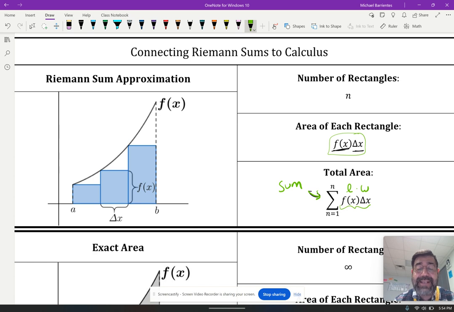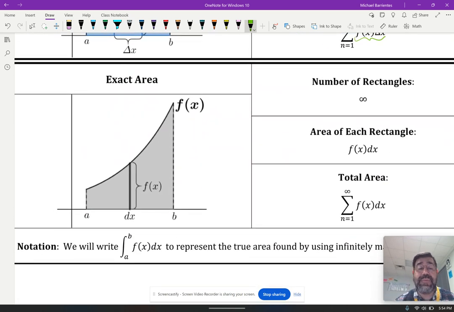But if we want the exact area, then we want an infinite number of rectangles. And if we want an infinite number of rectangles, then my sigma notation, instead of having n, a number, is going to have infinity in order to produce all of the area shaded under the curve.